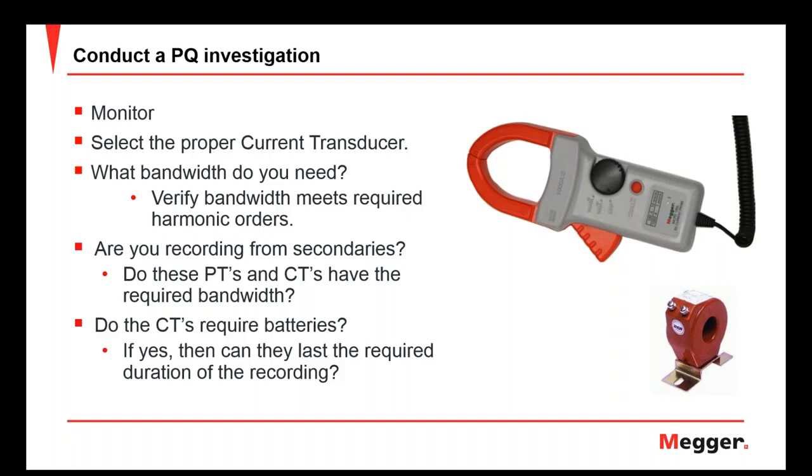Another thing is, what's the bandwidth of the CT you need? If you're going to be looking at a troubleshooting issue that could possibly be dealing with high frequency harmonics, you have to take that bandwidth into account. Because if I take a CT that has a low bandwidth and I'm trying to look at high frequencies, I'm not going to see it. Where this is going to become really pertinent is when you get into substations where you have to hook up to secondaries on PTs and CTs. You got to look at what their bandwidth is, because that will be the limiting factor typically in how high of a frequency analysis you can do. Okay.